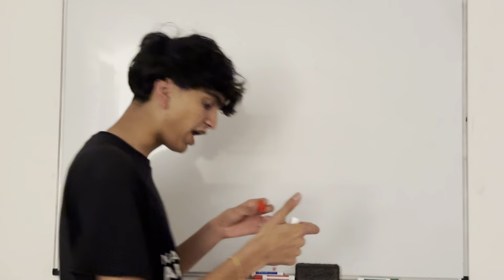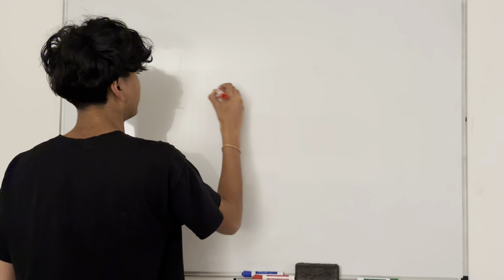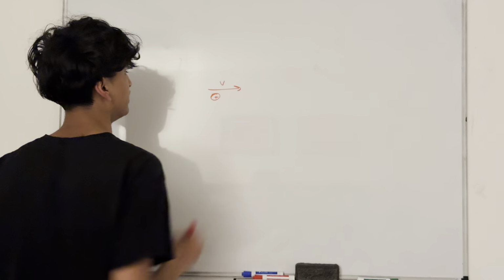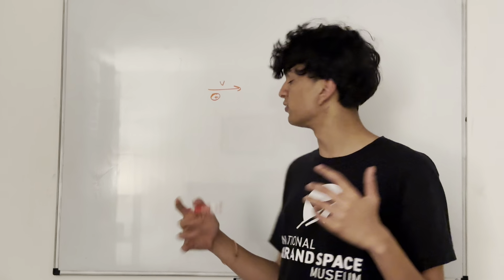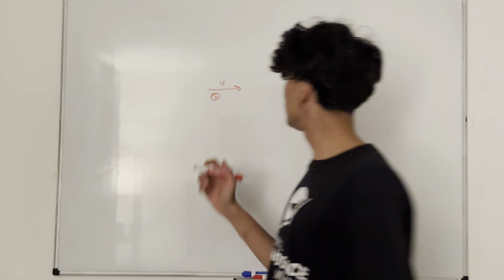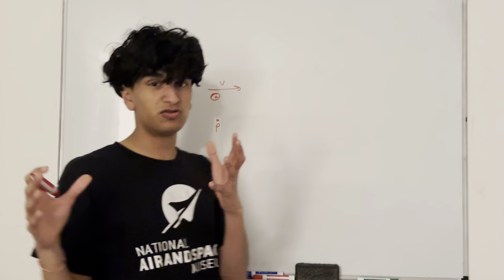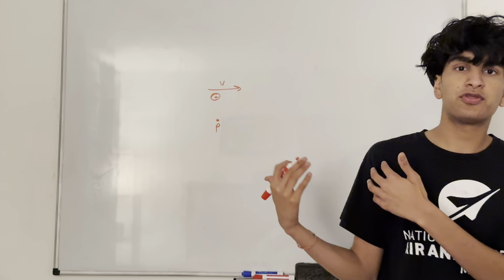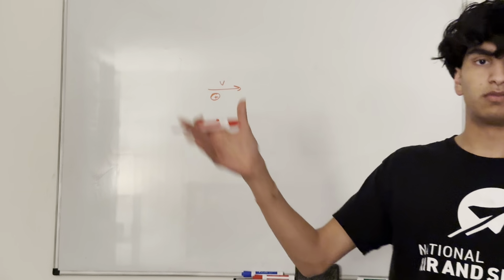So if I had a proton moving with velocity v, it can create a magnetic field anywhere in space. It could be a magnetic field at this point P. Now, if you're in AP Physics 2, you're not going to really have to worry about this. I'm going to give the equation. If you're in Physics C, it's going to be more useful.